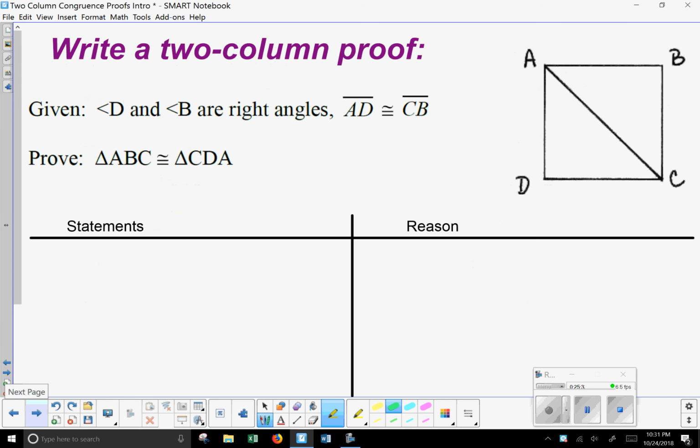All right, so here's one that I'm hoping you will do on your own. I want you to try to write the two-column proof for this problem. And I will see you guys at our next class session.